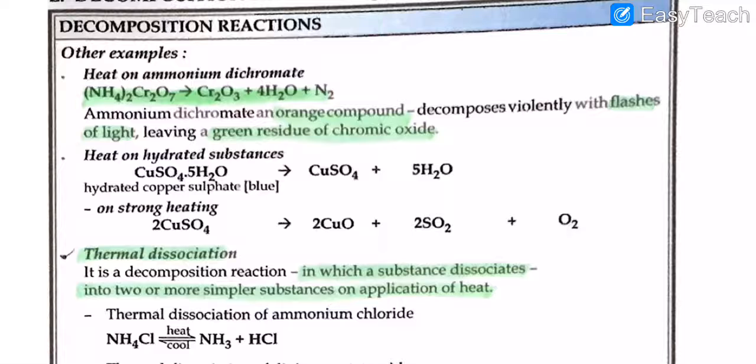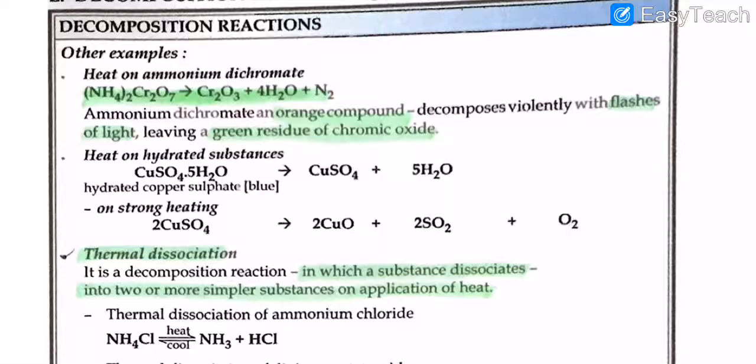Ammonium dichromate, an orange compound, decomposes violently with flashes of light, leaving a green residue of chromic oxide. Balance the equation and write the following equation. So if you have not read these equations, you will be completely lost. So I repeat this again.